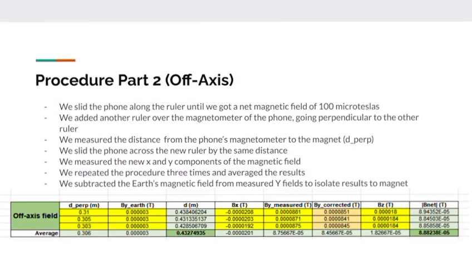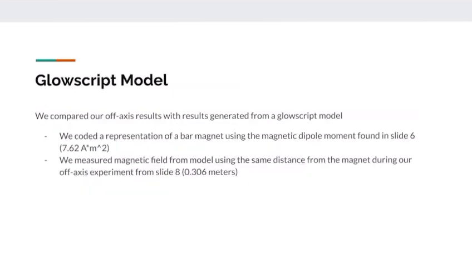So we compared our magnetometer readings, and then we accounted for Earth's magnetic field and subtracted that from our Y components, because we're no longer dealing with just the X component, we have to factor in Earth's magnetic field. We ended up getting a net average magnetic field of 8.8 times 10 to the negative 5 Teslas.